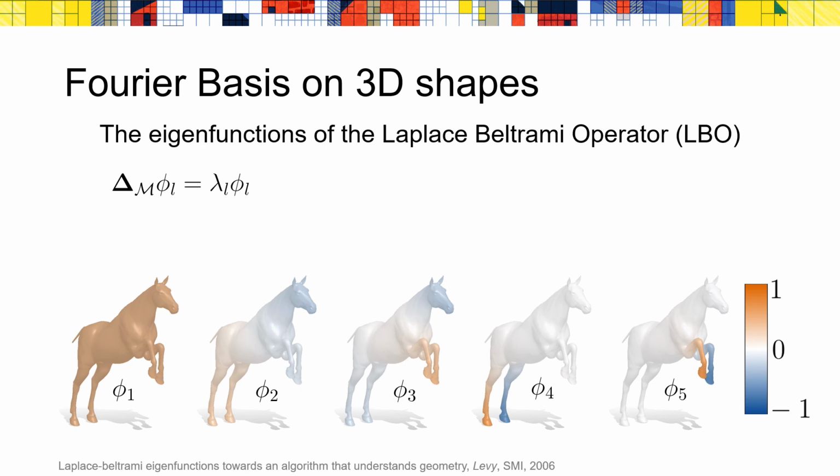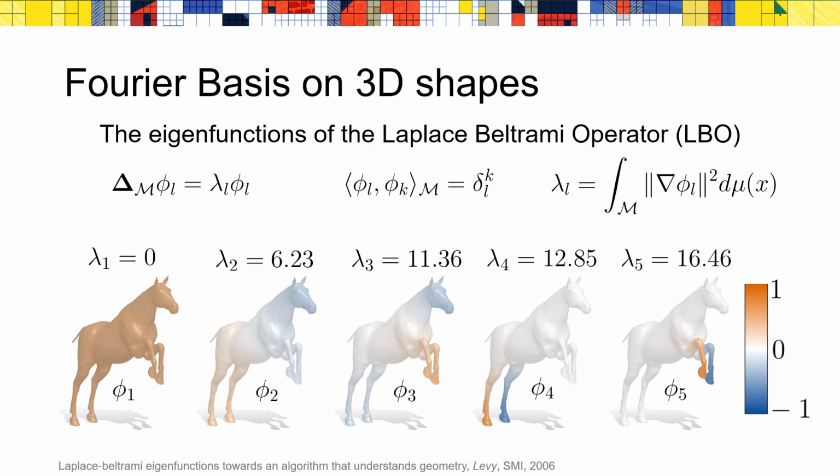Here on the bottom we visualize the first five eigenfunctions of the Laplace-Beltrami operator of this shape, and these eigenfunctions are orthonormal, so the inner product between each function and itself is equal to 1, while the inner product between two different eigenfunctions is equal to 0.